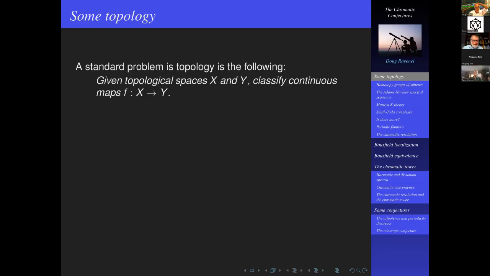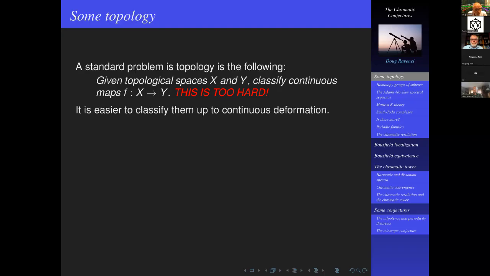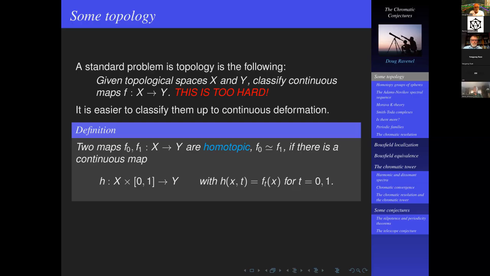A standard problem in topology is the following. You've got two topological spaces, and you'd like to know what all the continuous maps are from one to another. Now, this is way too hard. This is an unreasonably hard problem. So algebraic topologists simplify this problem by saying we're not going to try to list all the continuous maps. We're just going to classify them up to continuous deformation. And there's a definition for that.